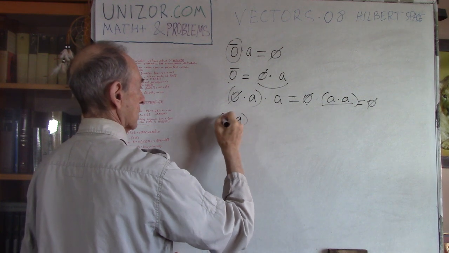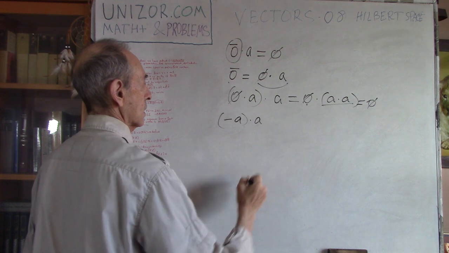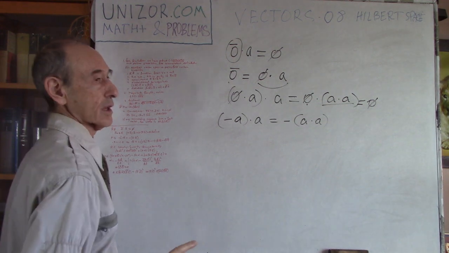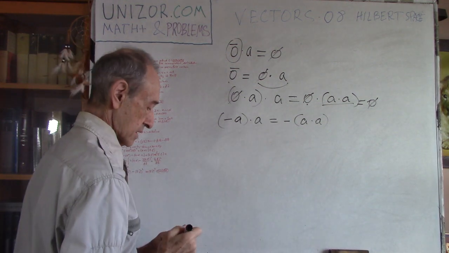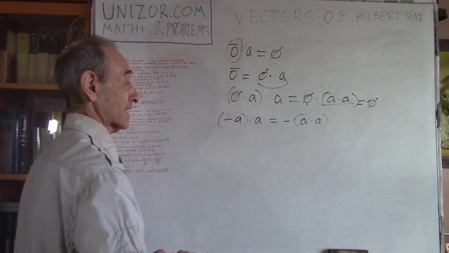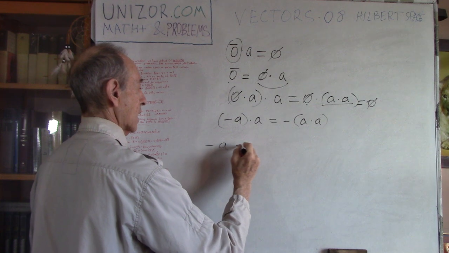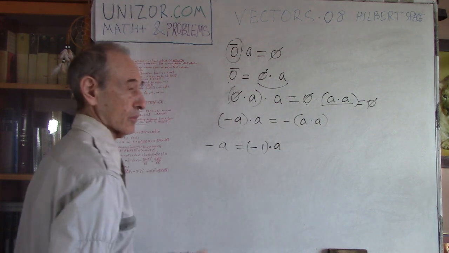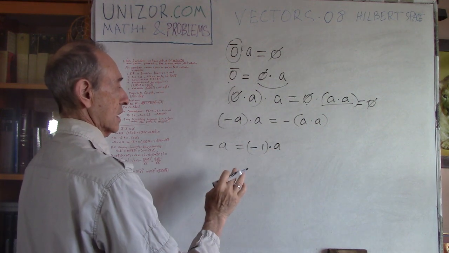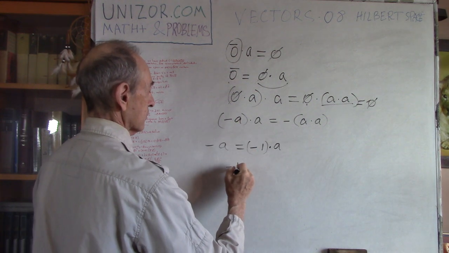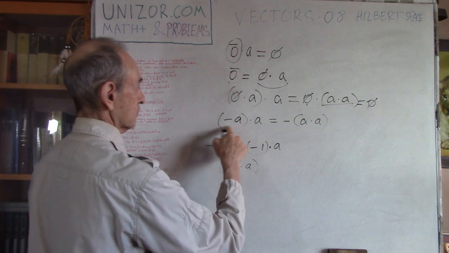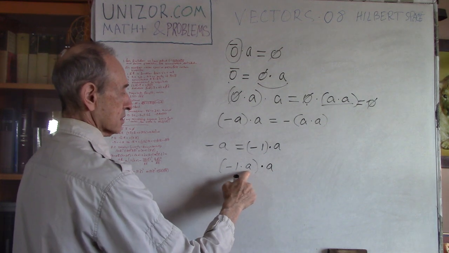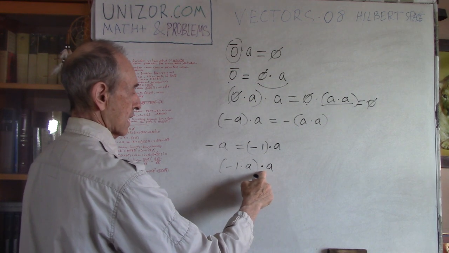Second problem. If I multiply minus A times A, I will have minus A times A. It's a very similar thing. Now, speaking about minus A, this is the opposite vector to A. But again, in the previous lecture, we have proven that minus A is the same thing as minus 1 as a multiplier times A. We have proven that this is the opposite vector to A. So now I'll just replace it here, and I will do exactly the same as in the previous case. Instead of minus A, I will put this scalar product with A.